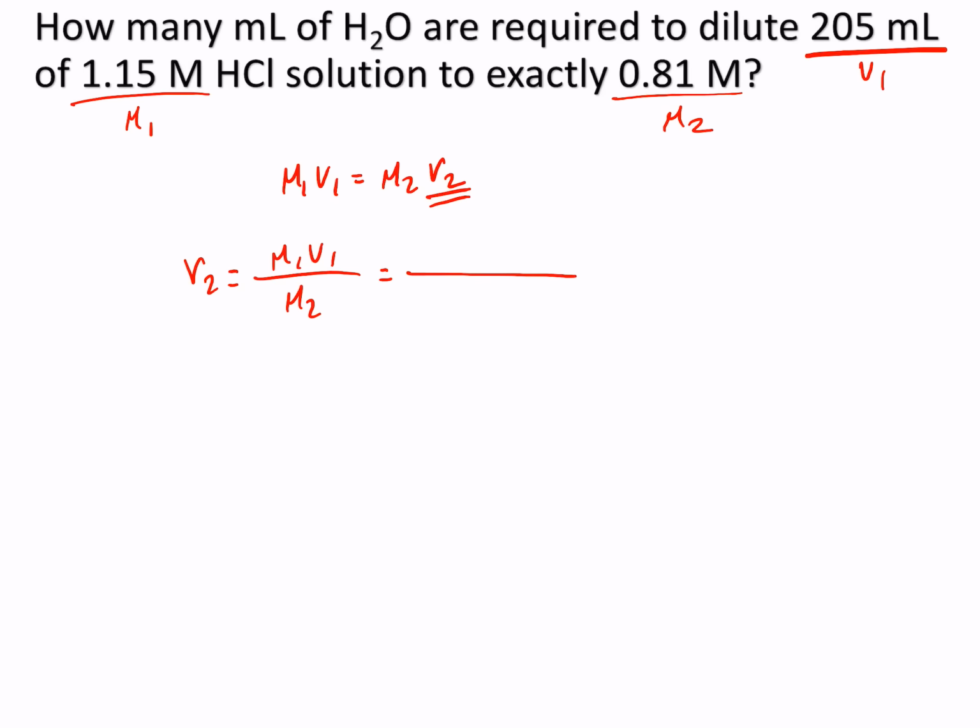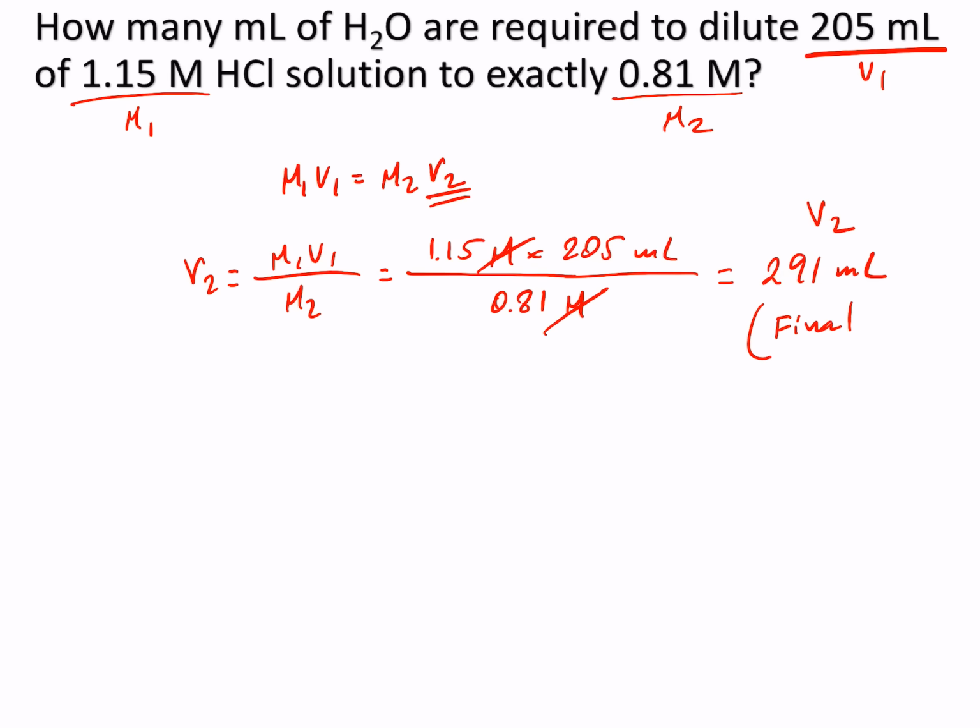M1 is 115 molar times 205 milliliters. Again, you don't need to convert to liters. And you divide by 0.81 molar. Molar units cancel each other, and you end up with 291 milliliters. Okay, now this is V2. This is the final volume of solution.